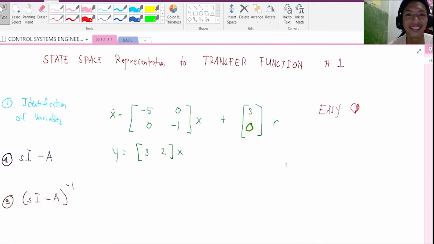Hello everyone. So today we're going to solve this problem, state space representation to transfer function. So this is example number 1. Don't be afraid of this topic because this is just an easy problem and also an easy concept, because all you have to do is to follow the steps, and then after that we're done.